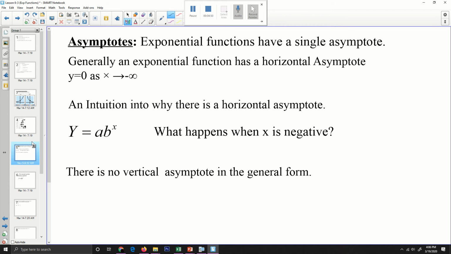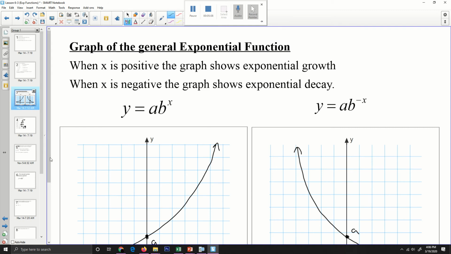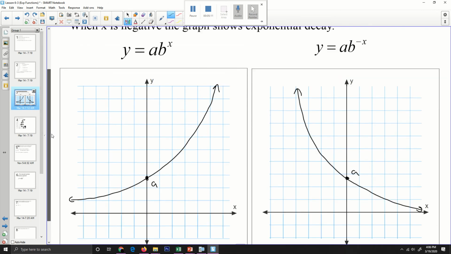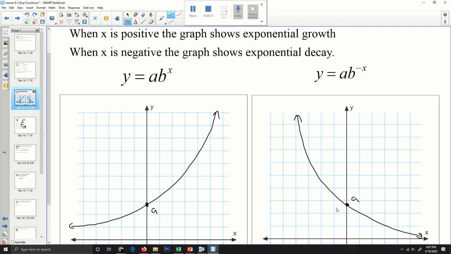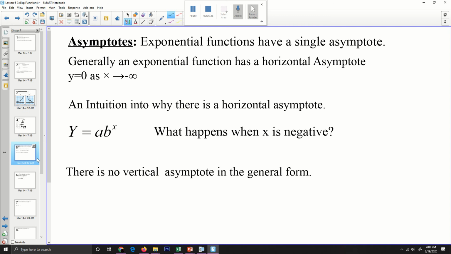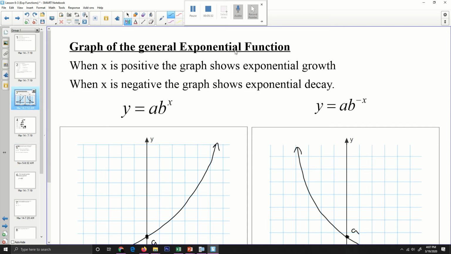Asymptotes. There are asymptotes with exponential functions. Exponential functions have a single asymptote. Generally, the exponential function has a horizontal asymptote, and that is y equals 0 as x goes to negative infinity. And we see that right here for the general exponential function. If it is an exponential decay, then it will be as x goes to positive infinity. But without any other transformations, you're generally going to have the x-axis be your horizontal asymptote. There is no vertical asymptote in the general form, even though it's going to go up steeper and steeper and steeper.